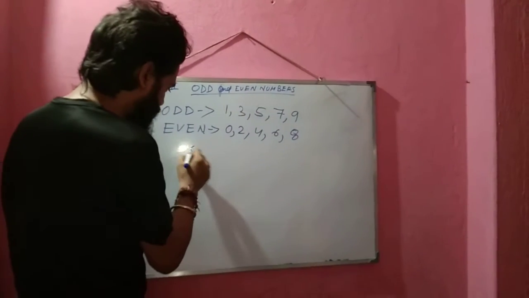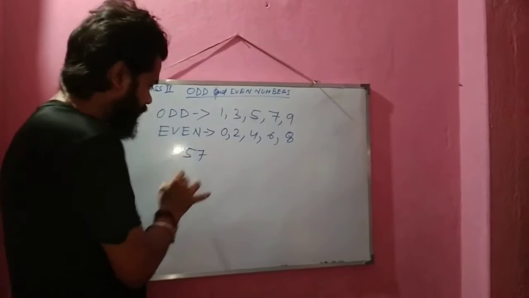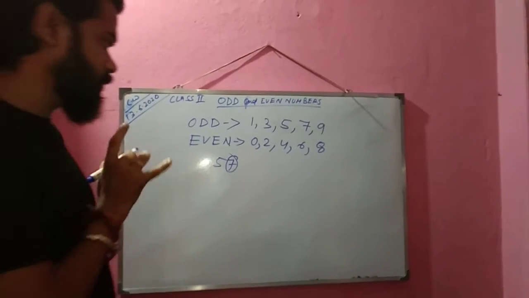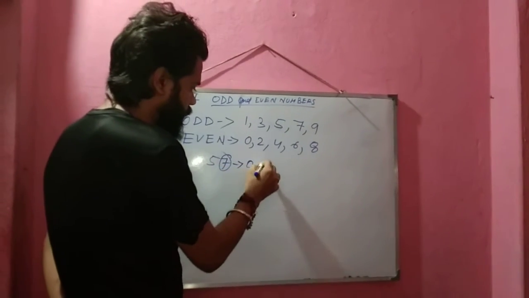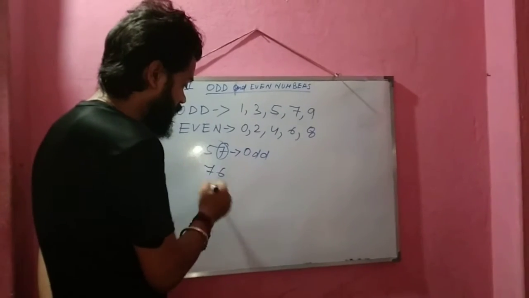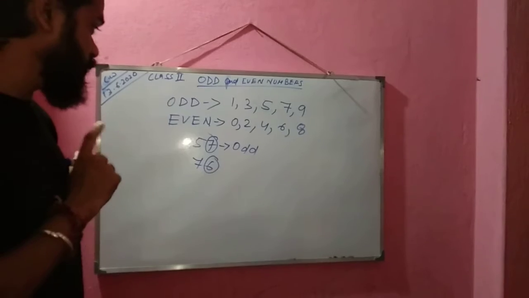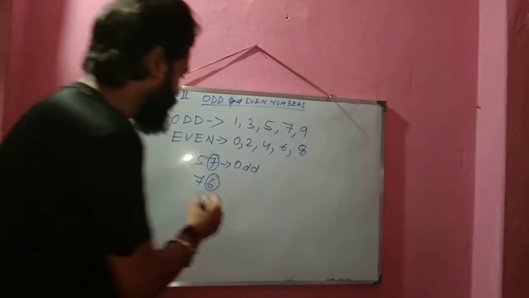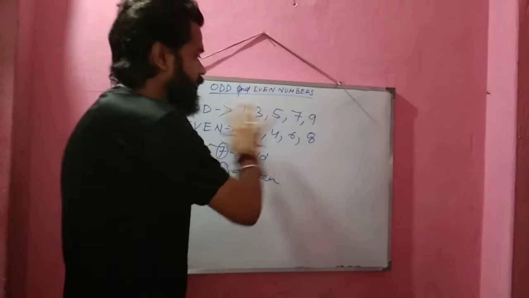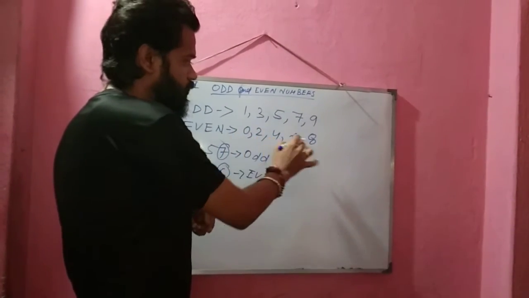Suppose I write here 57. The number ending here is 7, which means 7 is in the ones place, so it is an odd number. If I take another example like 76, you have to check the ones place, then categorize whether it is odd or even. So it is an even number. You just have to remember these 5 numbers: odd 1, 3, 5, 7, 9 and even 0, 2, 4, 6, 8.